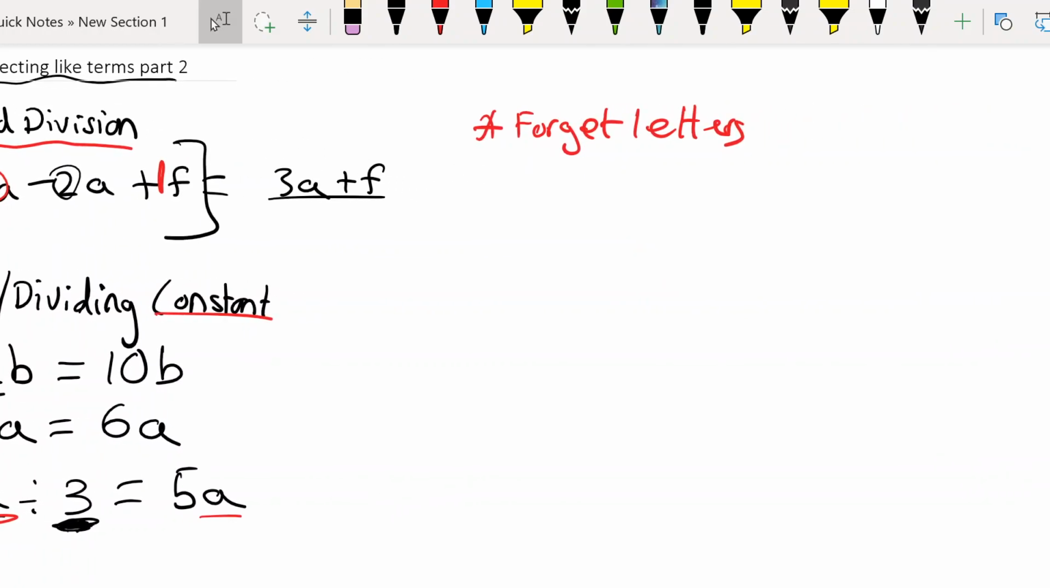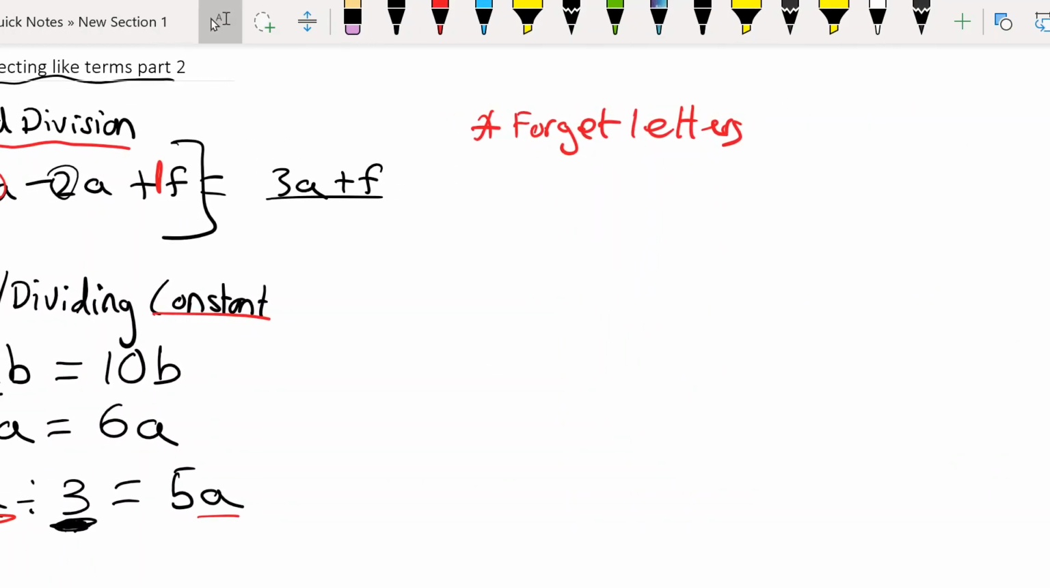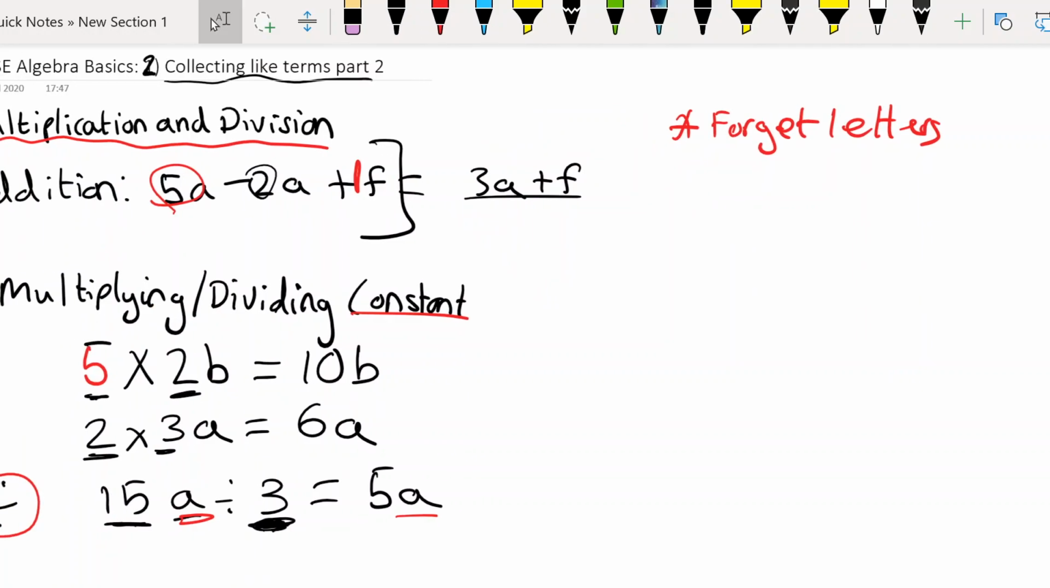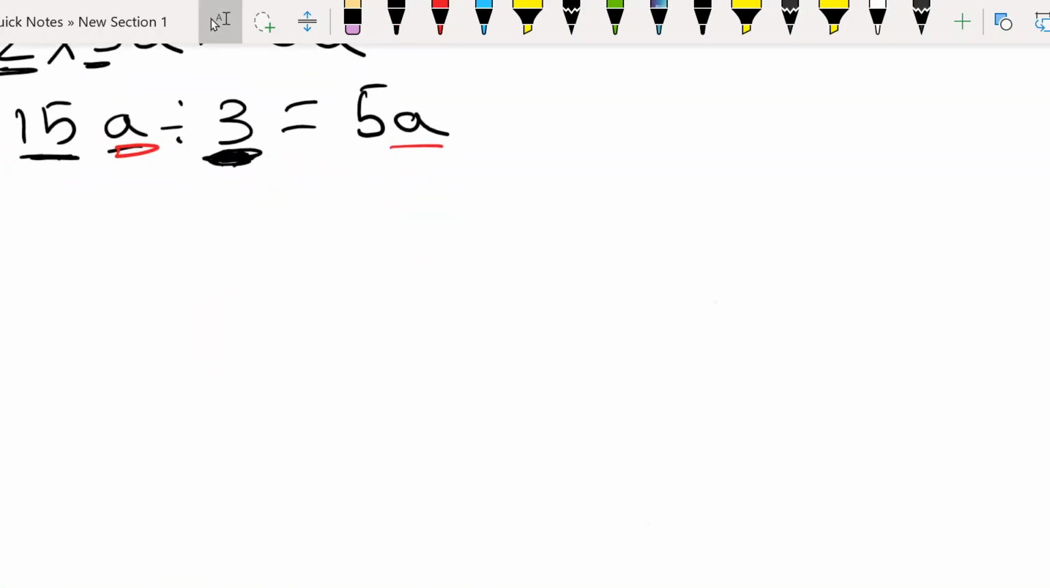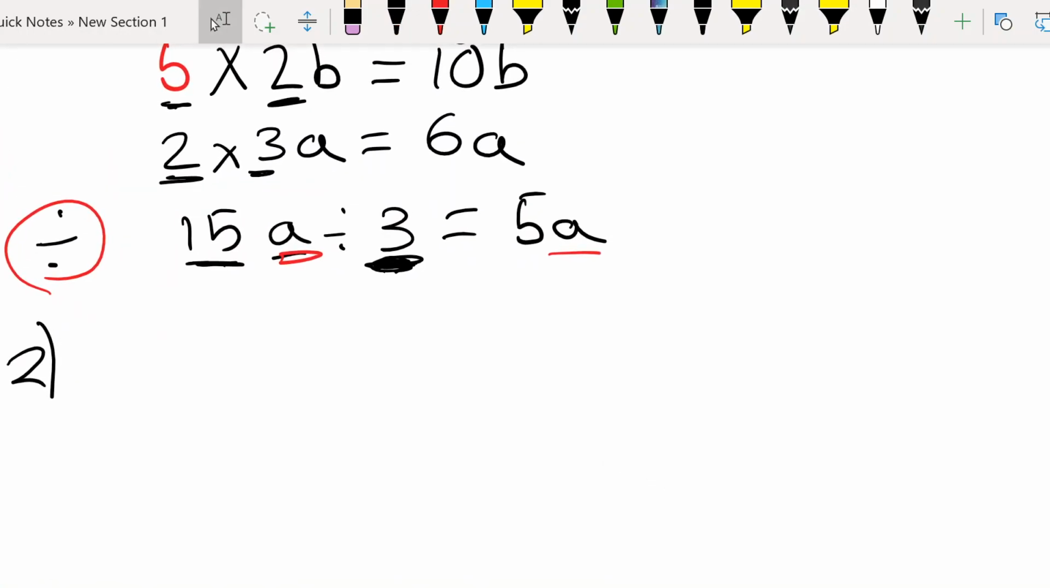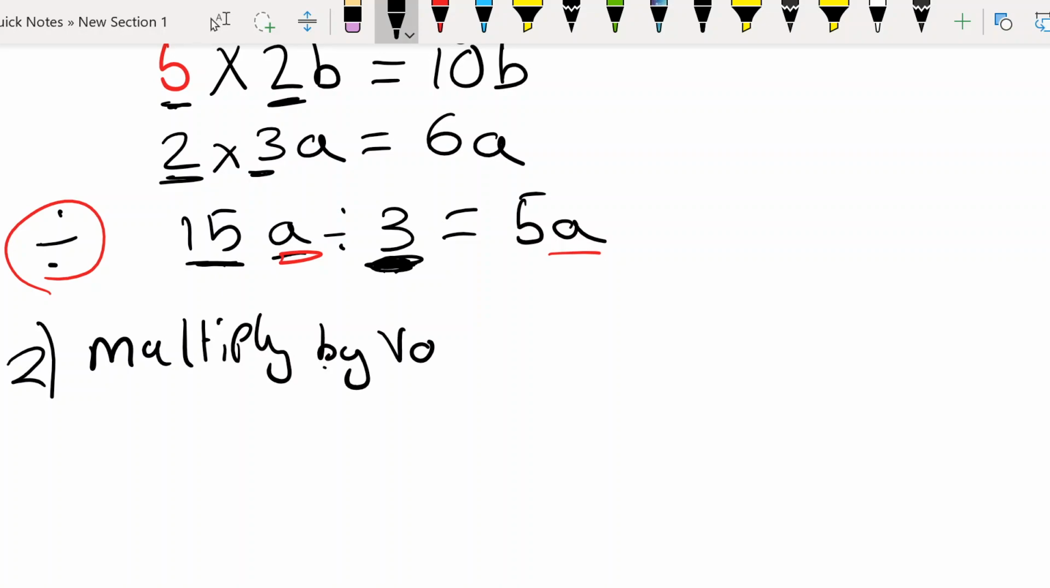So for the second part of this, I'll go down here. The second part, we're going to be multiplying by another letter. So how do we multiply by other letters or variables? So this is multiplying by variables. How do we multiply by variables?